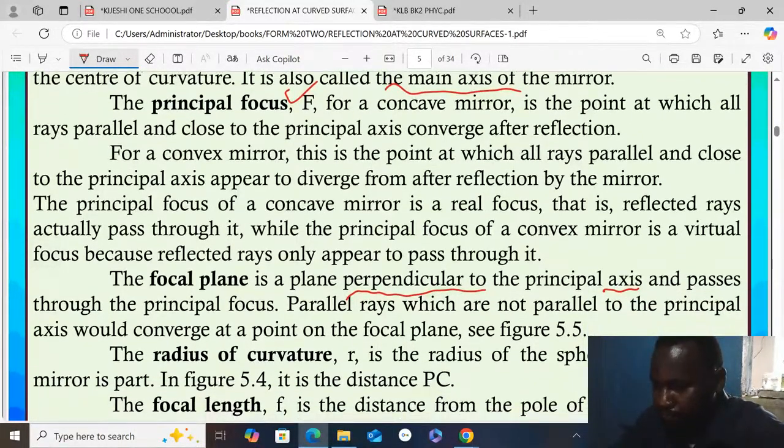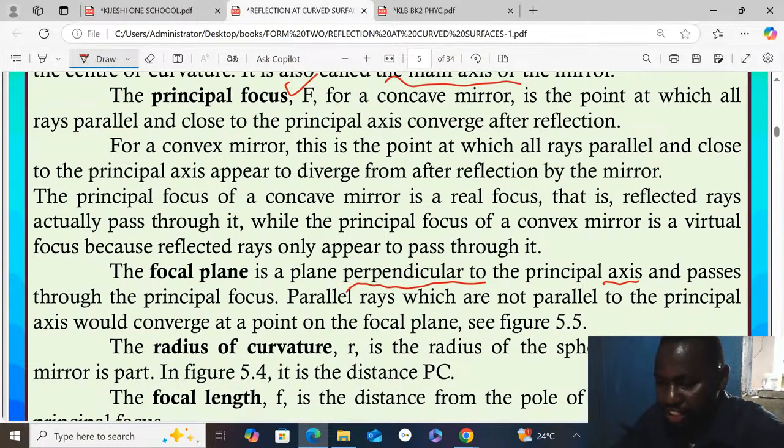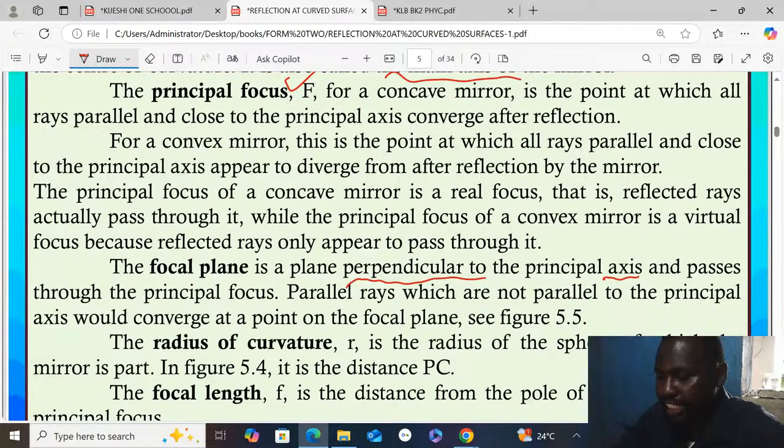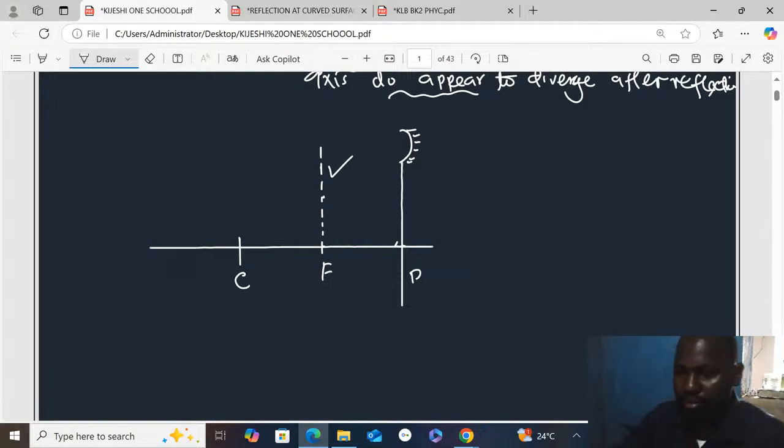We have the radius of curvature. It is the radius of the sphere of which the mirror is part. In short, it is the distance from the pole to the center of curvature. So if you look at this diagram clearly, the radius of curvature will be the distance from P to C, like that. We will call it R, radius of curvature. So you can say PC is giving us the radius of curvature.